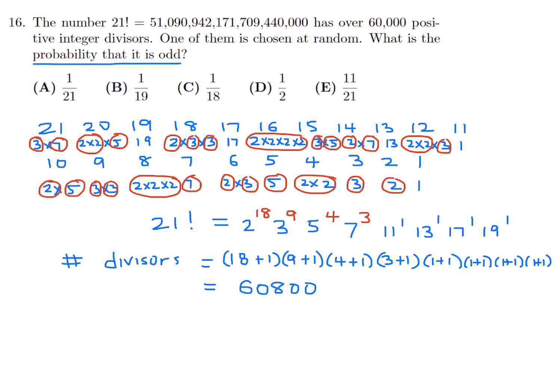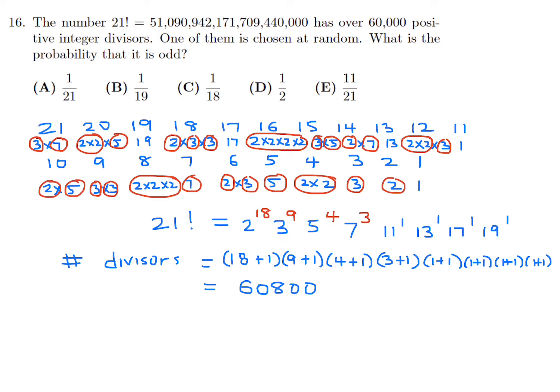What is the probability that it is odd? The only way one of the divisors will be odd is if it does not include the 2 to the power of 18 or any of its divisors, because that's the only even number in there. So if we exclude that and just look at these guys, nothing in there will be even. They will all be odd, any such combination.